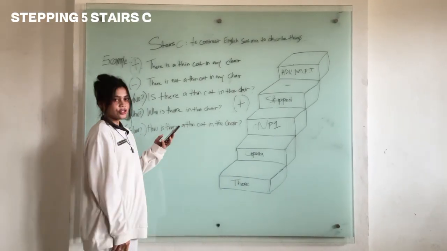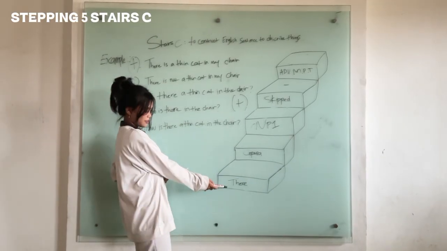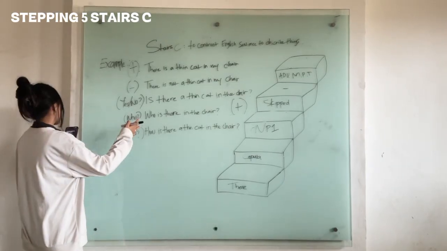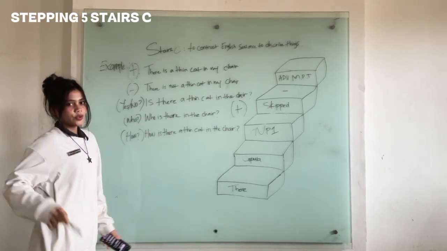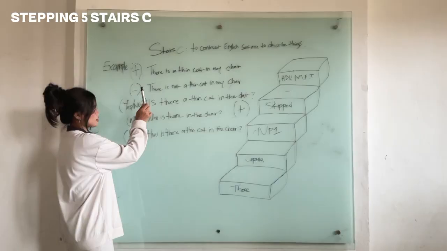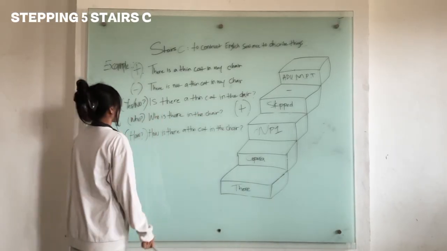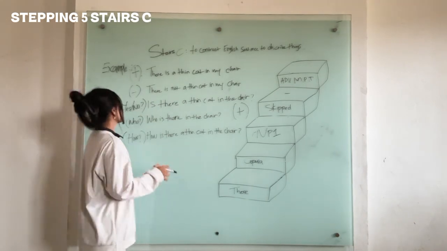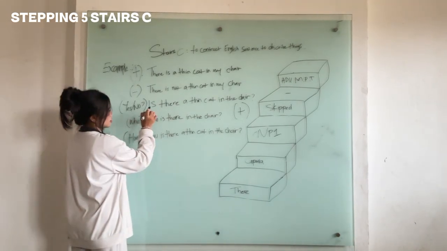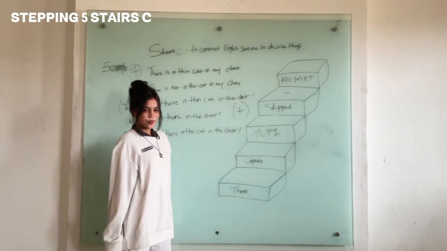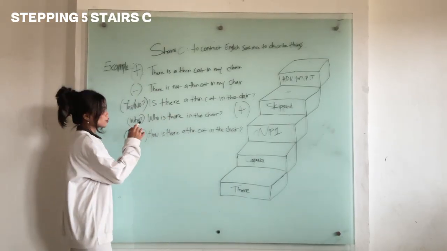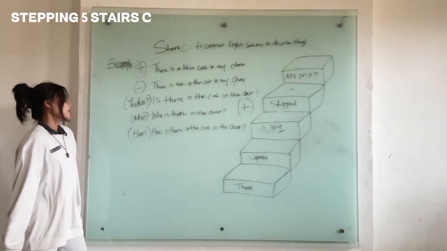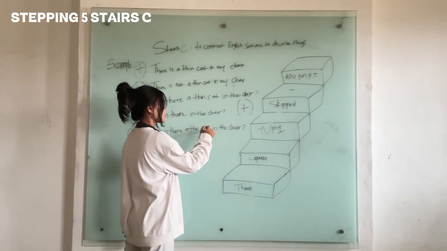Stair C always uses the preposition there, like this. These are the examples I use for stair C. For the positive sentence: there is a thin cat in my chair. For the negative sentence: there is not a thin cat in my chair. For the yes question: is there a thin cat in the chair? For the who question: who is there in the chair? And the last question is: how is there a thin cat in the chair?